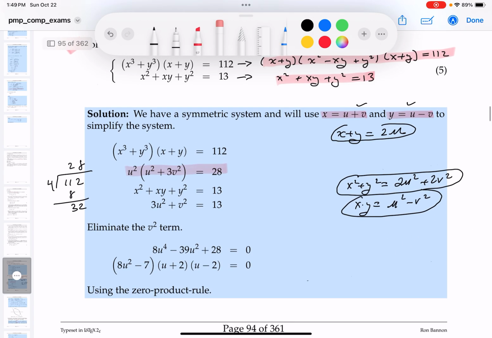And I want to do the second equation now and plug in there. So the second equation I see is x squared plus y squared. That's 2u squared plus 2v squared. Then they've got the plus xy, and xy is going to be u squared minus v squared. And that's equal to 13. What do you get over there? Let's see, 3u squared plus v squared is equal to 13. Let me show you where that's written.